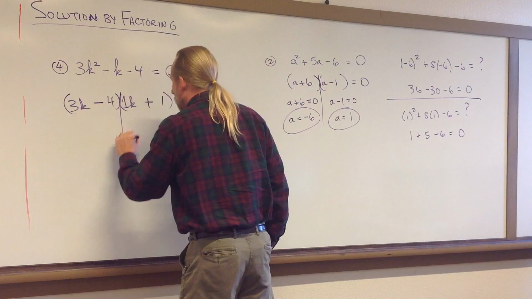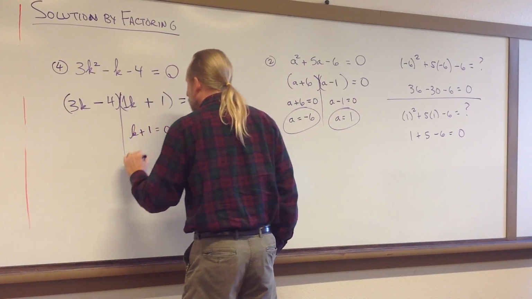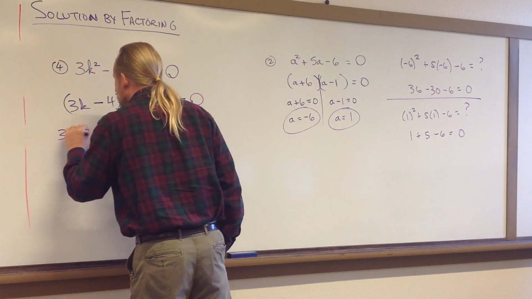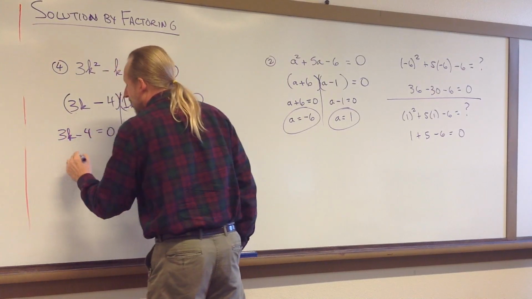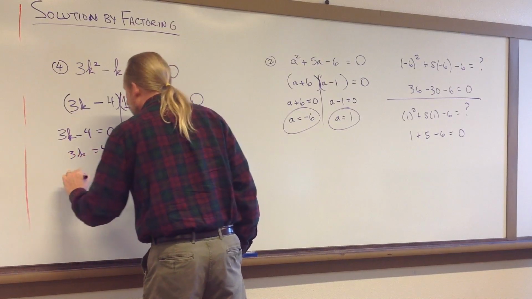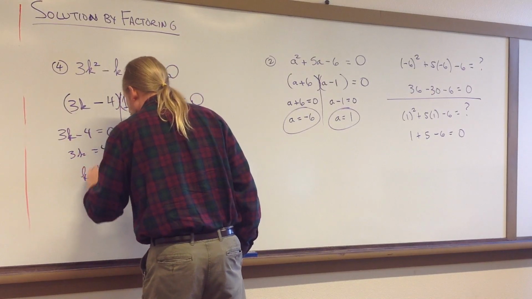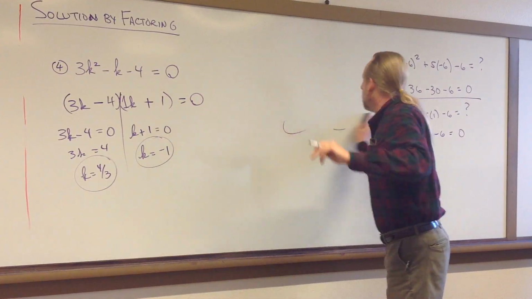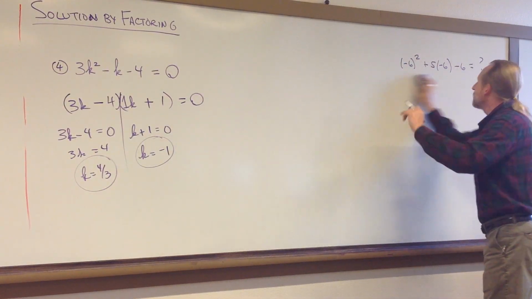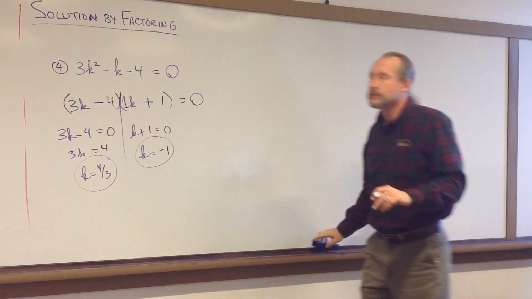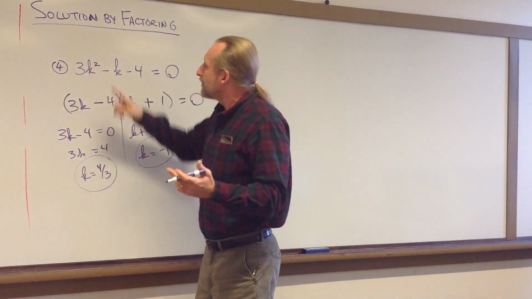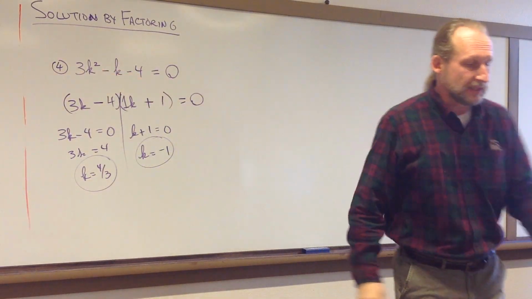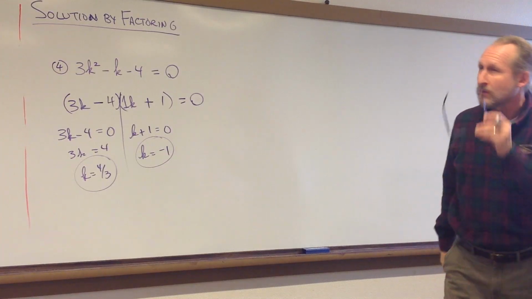So now we set this up. Either k plus 1 could be 0, so k would be negative 1, or 3k minus 4 would be 0, so 3k equals 4, and k would be 4/3. So there's our two solutions for problem 4. And a lot of these quadratic equations will have two solutions. So you've got as many potential answers as the highest power of the variable. So in this case, we can have up to 2 answers.